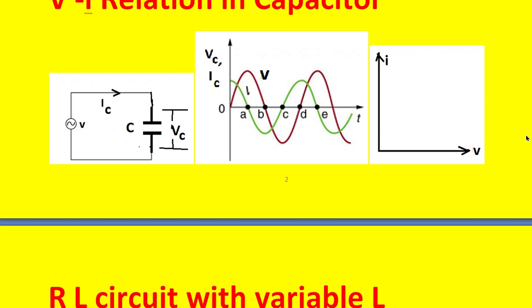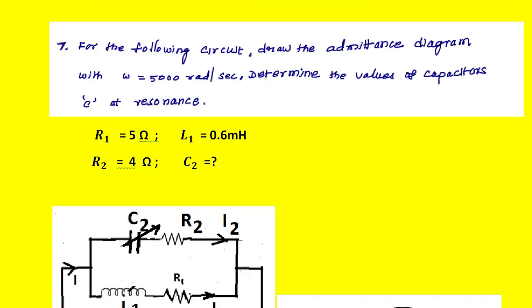So having known these rules, we can apply this to draw the locus diagram for the circuits. So let us take a problem. For the following circuit, draw the admittance diagram with omega equal to 5000 radians per second. Determine the value of capacitor C at resonance.